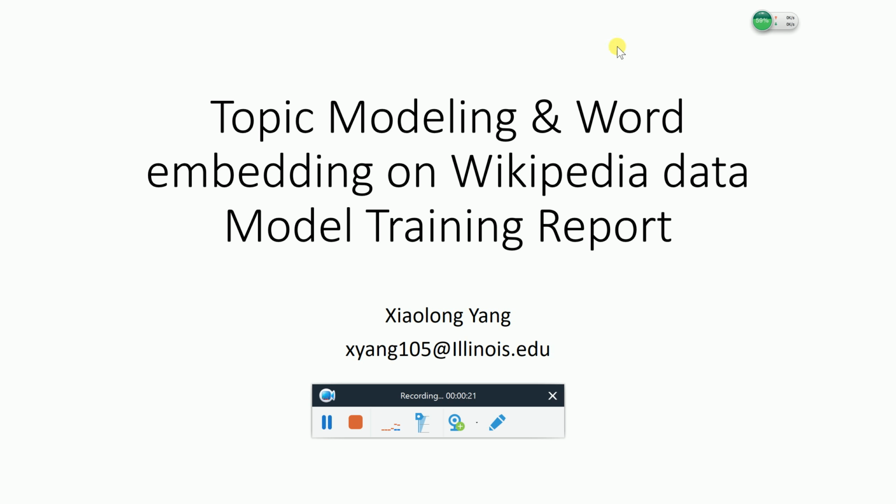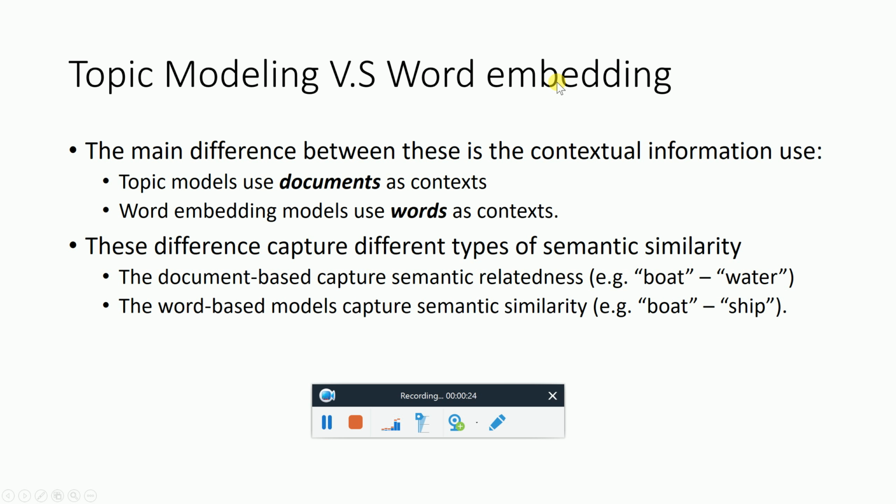So what's the difference between these two models? The topic modeling was based on the documents as context. The word embedding used words as a context. This difference captures different types of semantic similarity. The document-based model captures semantic relatedness, in other words, the bold and the water. The word-based model captures semantic similarity, the bold and the shape. So that's the difference between the two models.